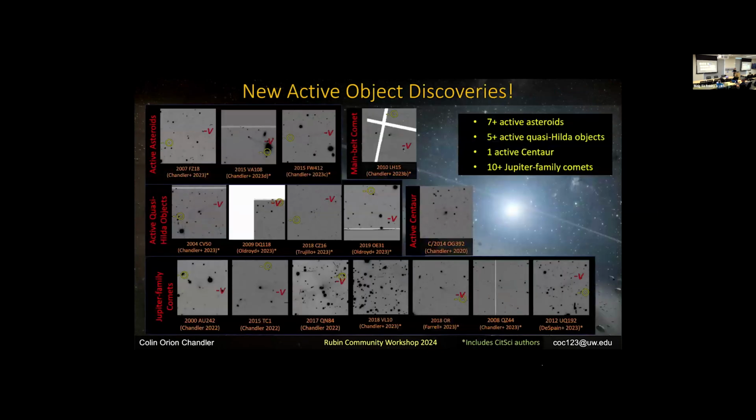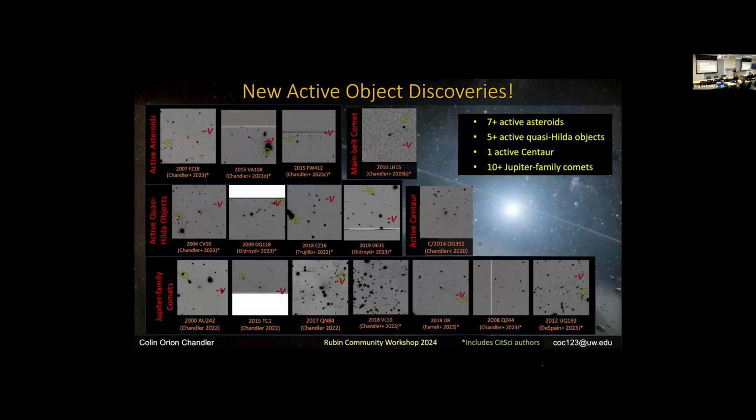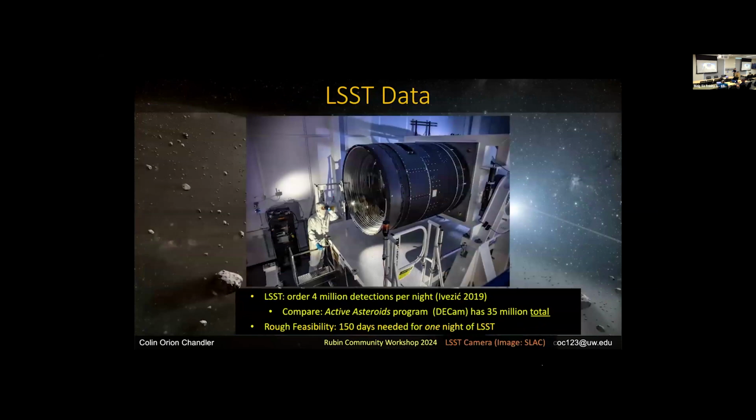Yes, we've made a bunch of discoveries already. They're not even all on this screen, not because they don't fit, but because some of them are still in the works. So there are 7 active asteroids and 5 of another flavor, an active centaur out in the orbit between Jupiter and Neptune, and 10 plus Jupiter family comets, with quite a few more on the way. That's awesome. But there's this bigger fire hose coming. I like this picture because it looks to me a little bit like looking down the barrel, but anyway, it's definitely a big fire hose. And just a grand overview of the context for scaling.